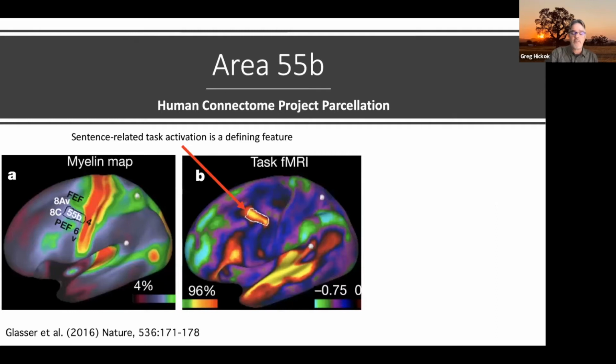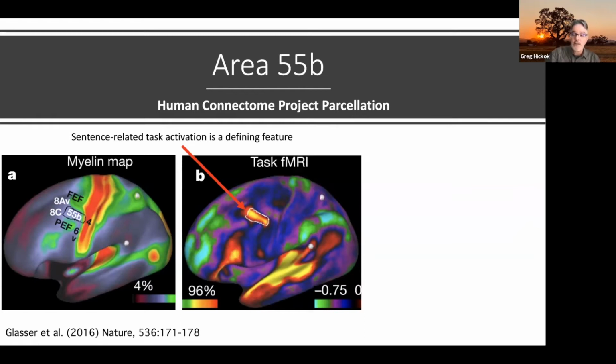Now we turn to area 55B, which was rediscovered recently by Glasser in their multimodal parcellation based on Human Connectome Project data. So here's 55B based on a myelin map, and you can see it outlined here, flanked by eye fields, lightly myelinated, moderately myelinated eye fields, and heavily myelinated motor areas. Part of the multimodal parcellation was they used both myelin and task fMRI to identify these as well as other things. And here is showing activation to a fairly high level linguistic task, sentence related. I believe it was story listening.